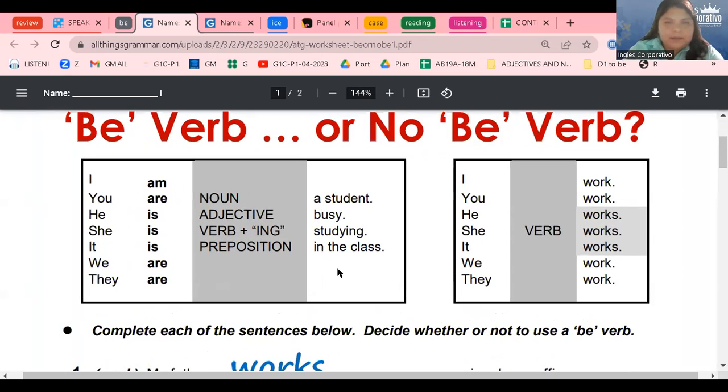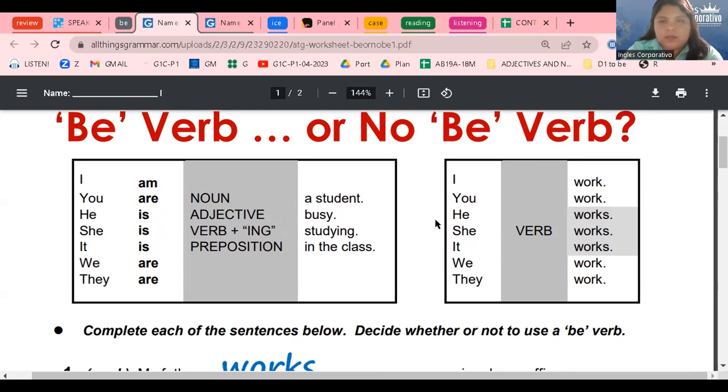In. So now let's read the sentences again. I am a student. You are busy. He is studying. She is in the class. It is in the class, we are studying, and they are busy. And if you don't want to express any of these things, you can use any other verb.